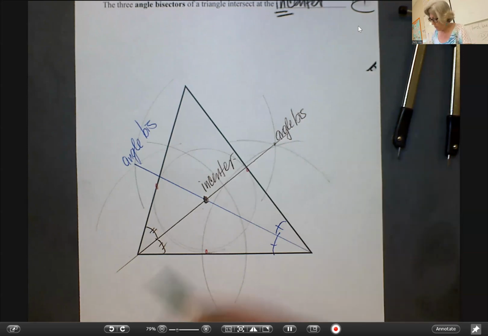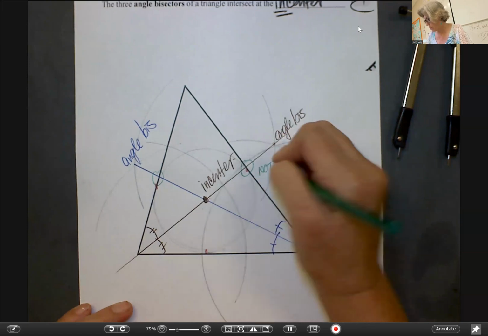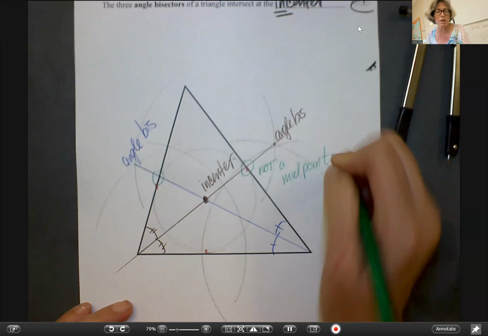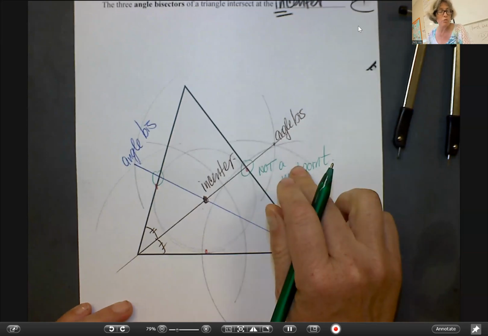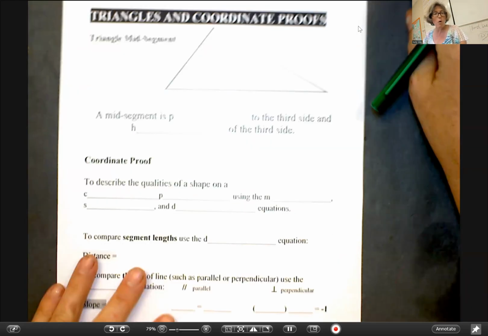Oh, keep in mind that this point here and this point here is not a midpoint. Not a midpoint. I want you to make sure you write that down. Those are not midpoints. These are angle bisectors. That's 3.3. 3.4.